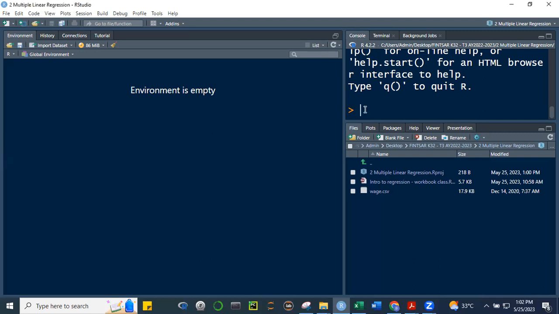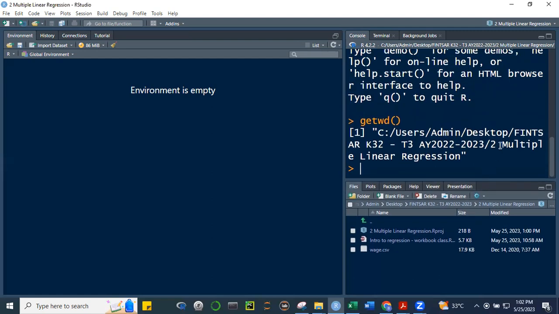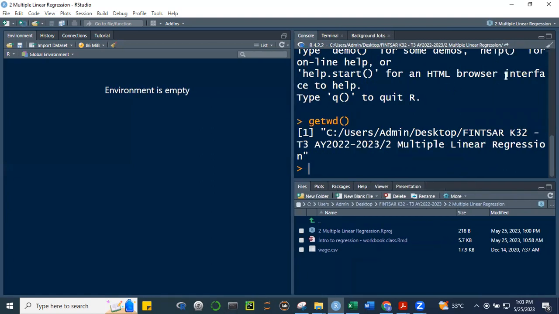Okay, so let's just check class, getwd. Kindly check your working directory. And it should be, yan, sa akin, it's FINTSAR K32. Okay, FINTSAR K32, and then it's inside the project that I created, multiple linear regression. You should have that also. All right.